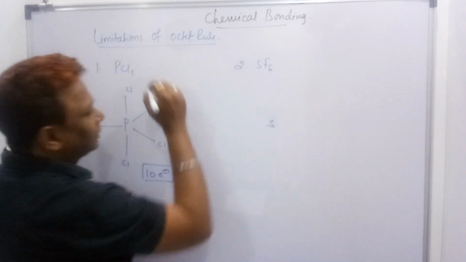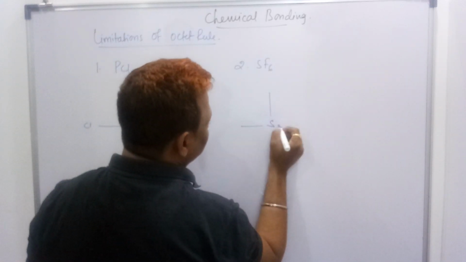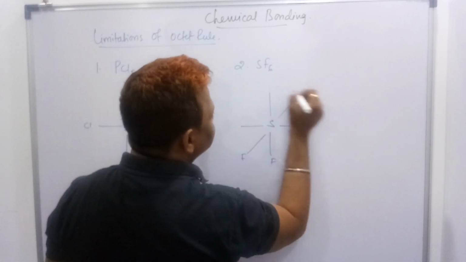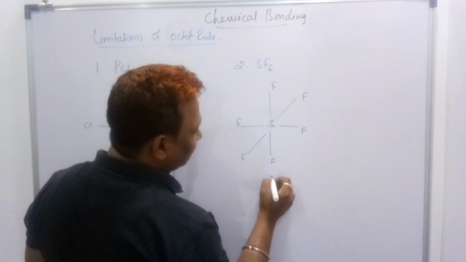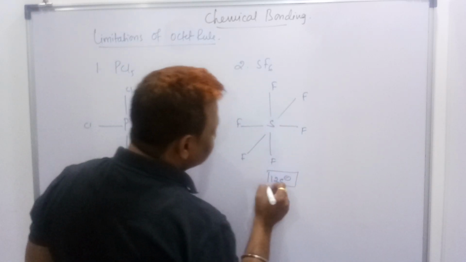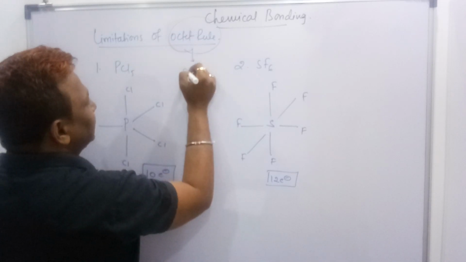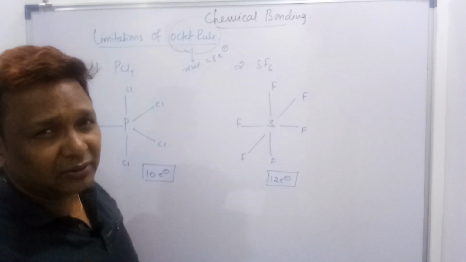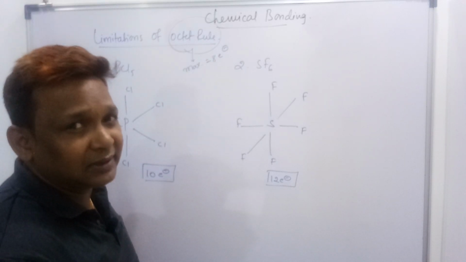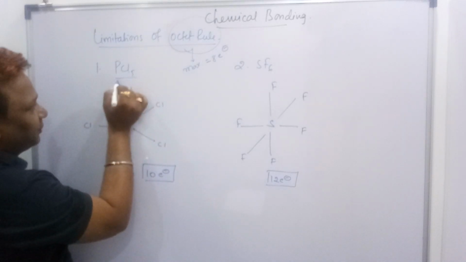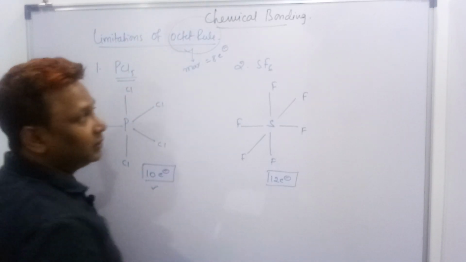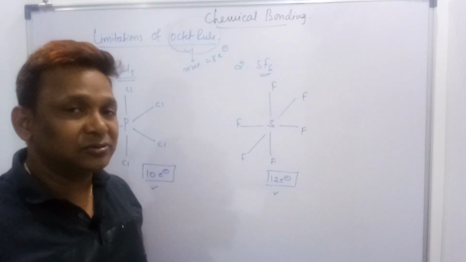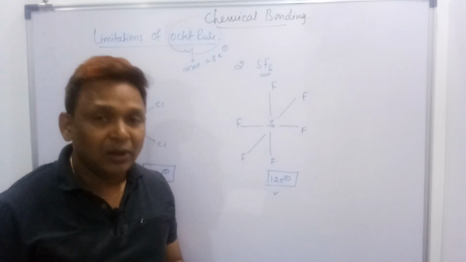And SF6: 1, 2, 3, 4, 5 and 6. These are the 6 fluorine atoms present around the sulfur. One bond equals 2 electrons, so 6 bonds equal how many? 12 electrons. For the octet rule, it should have a maximum of 8 electrons surrounding the central atom, or any atom should have a maximum of 8 electrons to complete its octet. But here some molecules, like PCl5, have a central atom with more than 8 electrons. In the SF6 molecule, the central atom sulfur also has more than 8 electrons, that is 12. So these come under the limitations of the octet rule.